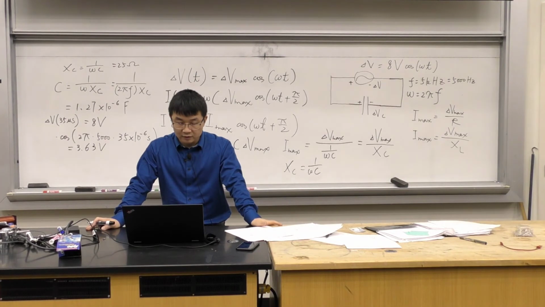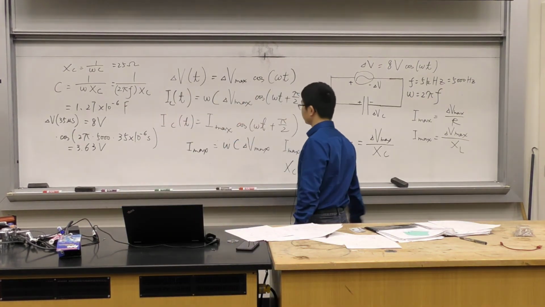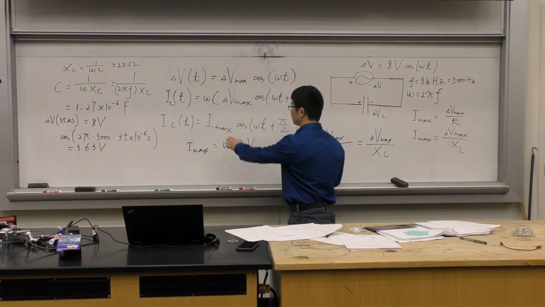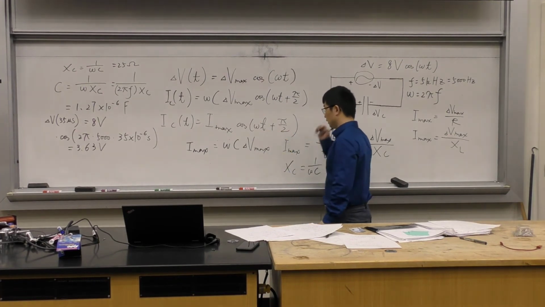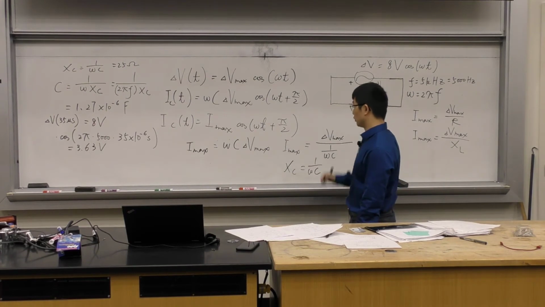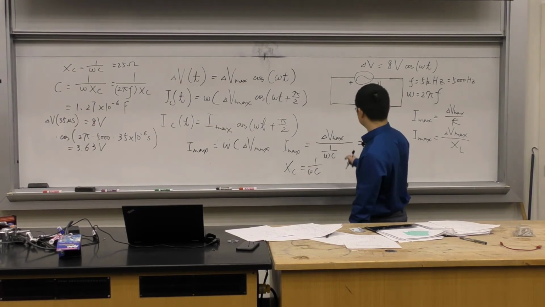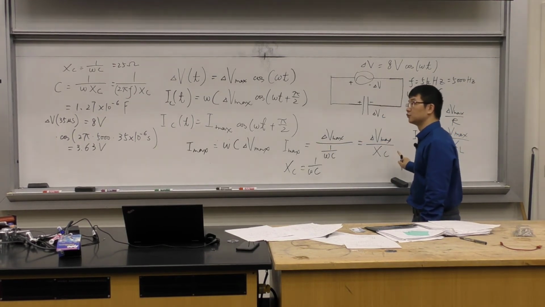Okay, the last part, slide 9. Find the current in the capacitor at this time. What is the equation for the current? This. So all I need to do is find this number. Omega I already have, and don't forget the 1/2 pi is going to make the current 90 degrees ahead of the voltage, right? Do we have Imax? We don't, but Imax is equal to Vmax divided by this reactance.